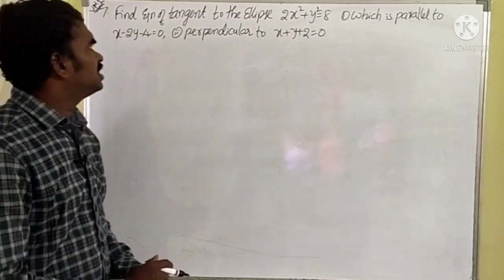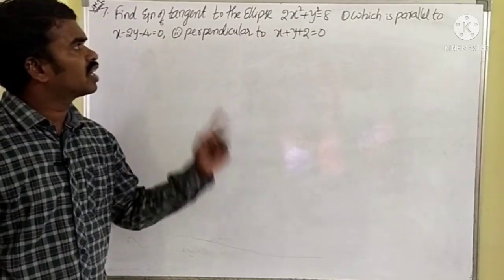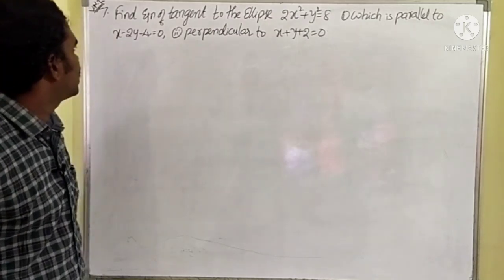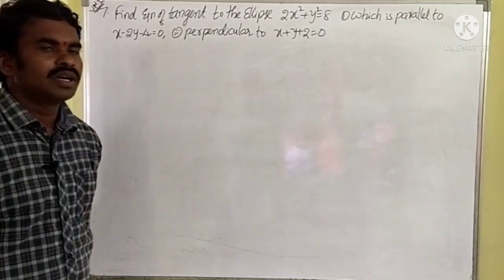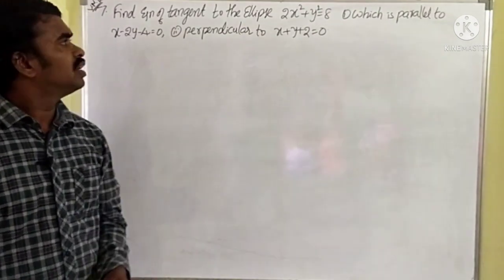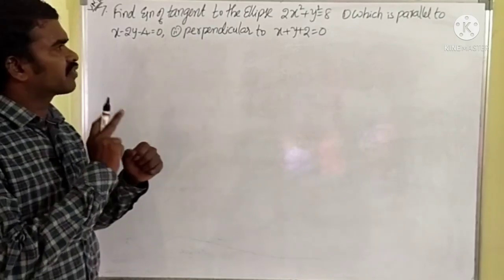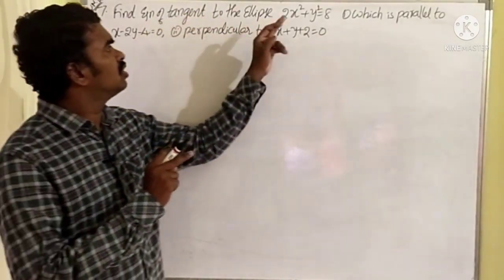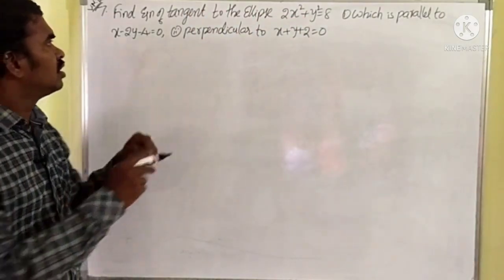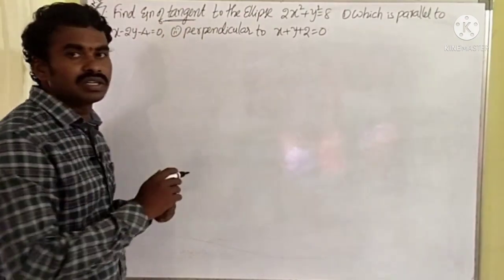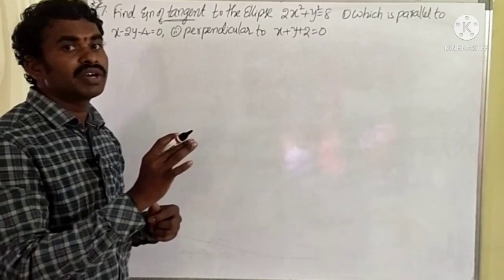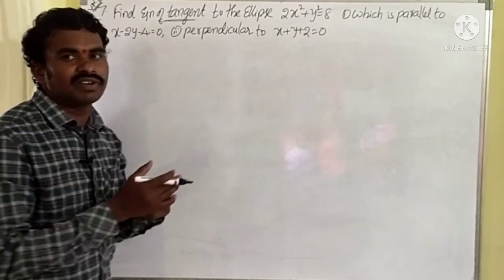Find the equation of tangent to the ellipse 2x² + y² = 8 which is parallel to x − 2y − 4 = 0, perpendicular to x + y + 2 = 0. So we should find two tangent equations. One is tangent to this ellipse and parallel to this one. Now we should find an equation of tangent to whom? The given ellipse equation. Is a point given? No. But what is given? Another straight line is given.